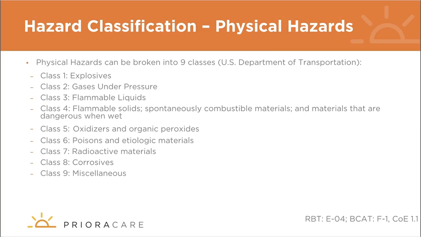So let's go over the hazard classification system. First, the system classifies physical hazards. The physical hazards listed in the HCS can be broken into 9 classes, as described by the U.S.